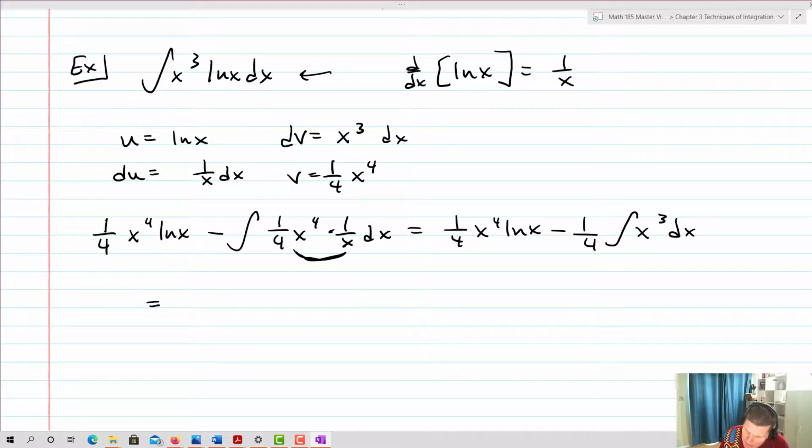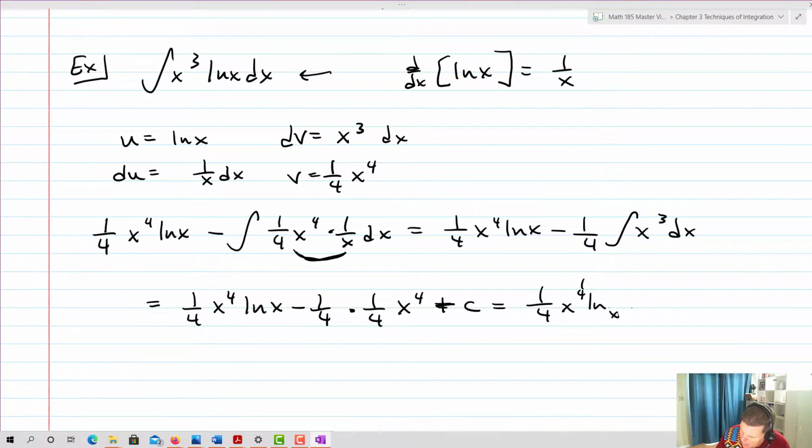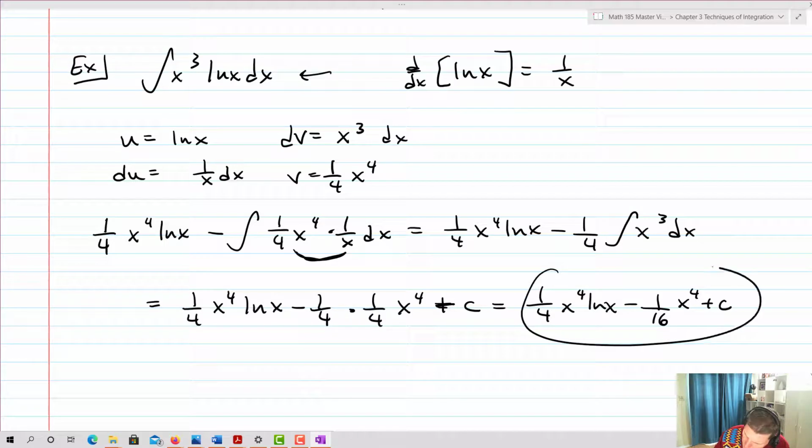And then that's going to equal 1/4 x to the 4th ln of x minus 1/4 times 1/4 x to the 4th. So what we finally get, plus our constant c, is 1/4 x to the 4th ln of x minus 1/16 x to the 4th plus c. And that is our integral.